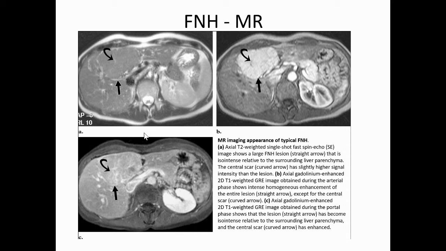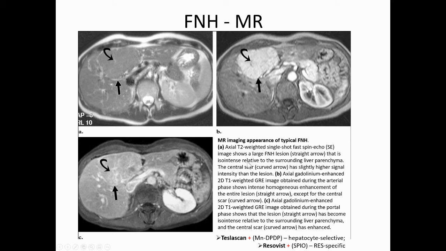FNH at MR. So at T2, hemangiomas were bright. FNHs are the same color as surrounding liver parenchyma. They enhance vividly and homogeneously. They can contain a scar which doesn't enhance at this moment. However, later on, the fibrous component will also enhance, and the whole lesion will become the same color as the liver. And again, that's diagnostic.